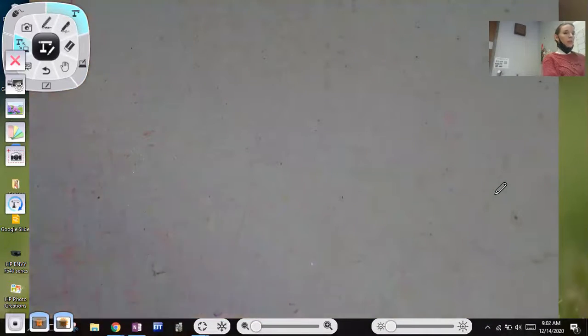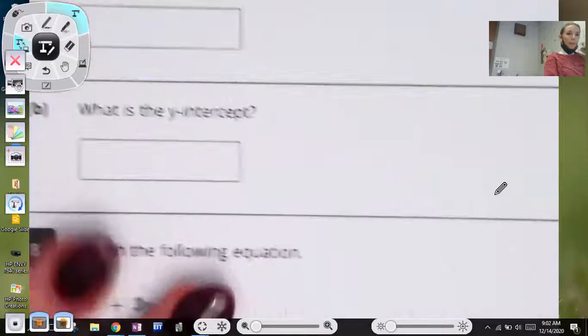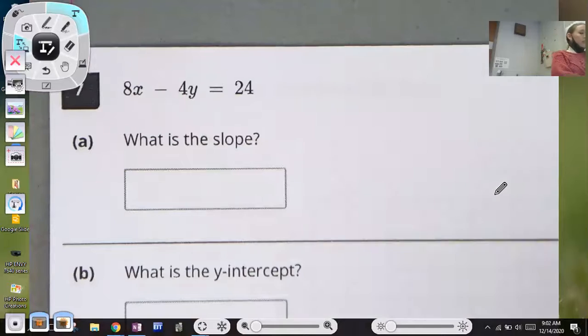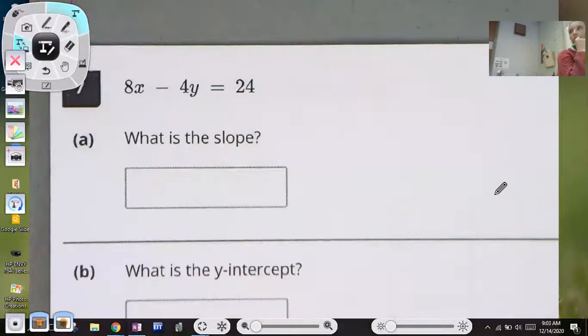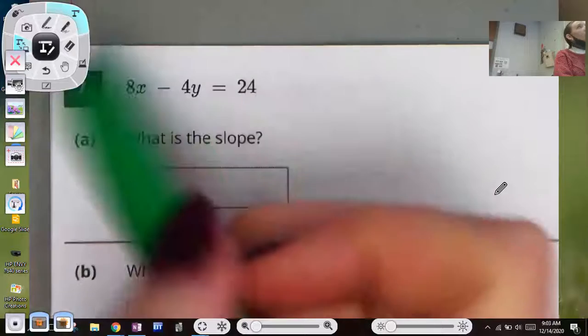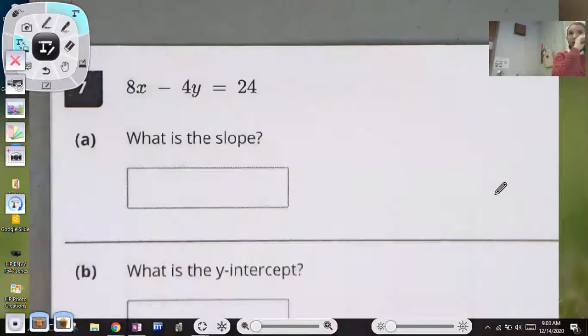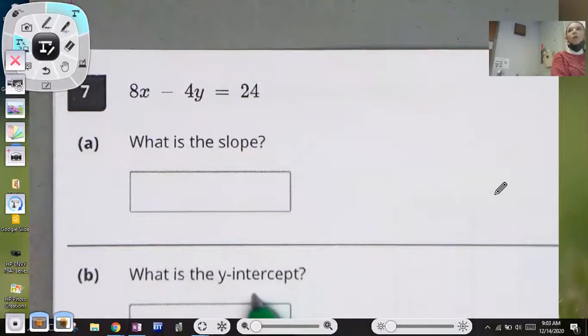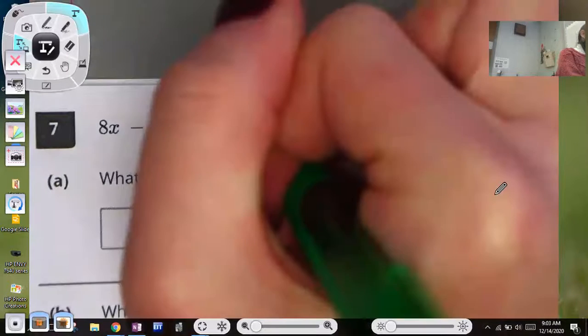Next, we have an equation. It wants to know once again what the slope and the y-intercept is. So since slope is the number paired with the x, is it 8? No. What do y'all notice about this equation? It's not solved for y. It's in standard form. So if I want to know what the slope and y-intercept is, what do I have to do to this equation first? I have to solve for y.